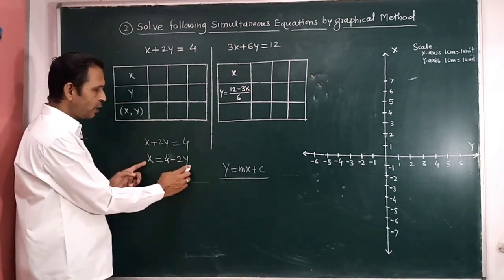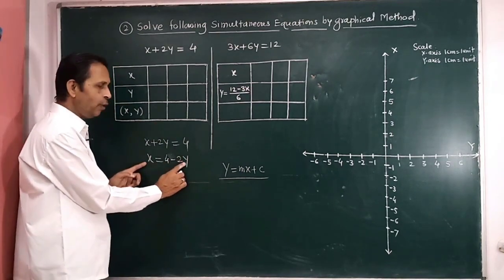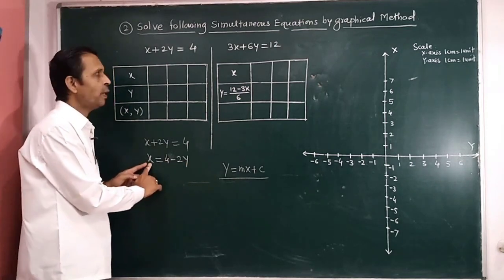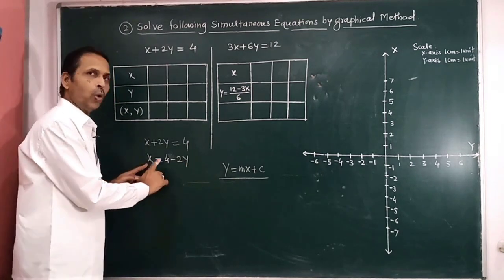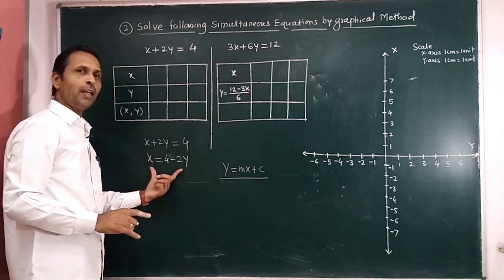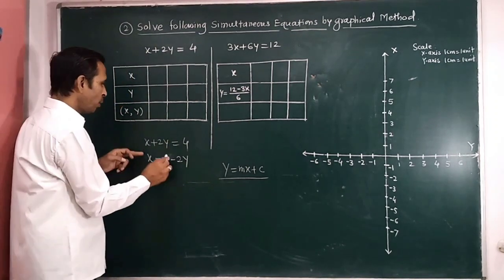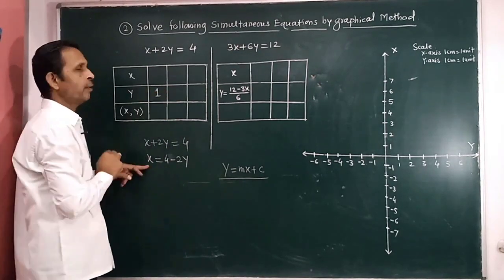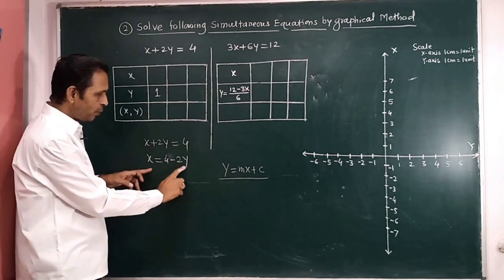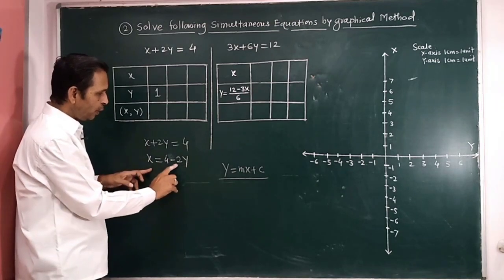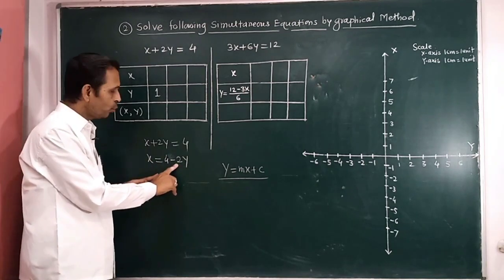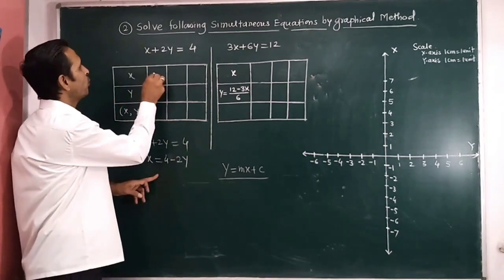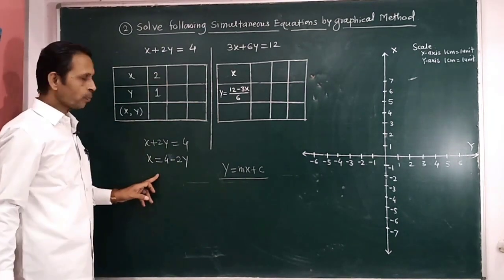Now by using this, if we put a value of y in this equation, we can easily find the value of x, even orally. Suppose we put y = 1, then 1 into minus 2 is minus 2, and 4 minus 2 is 2, which means the value of x is 2.